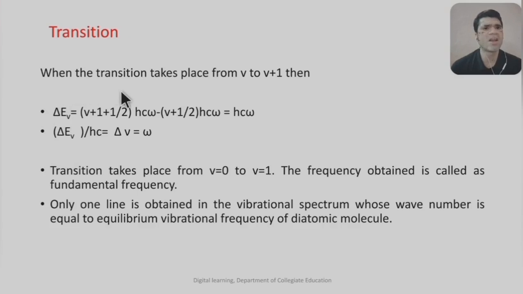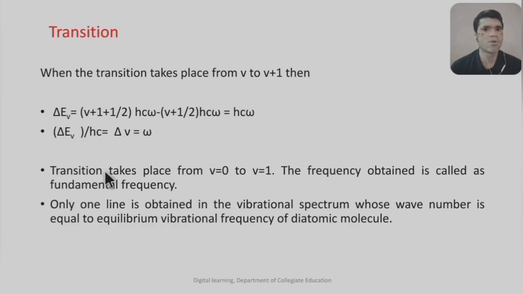Transition. When a transition takes place, the molecule jumps from V to V plus 1. Then the difference in energy, delta E, is given by (V plus 1 plus 1/2) hc omega minus (V plus 1/2) hc omega. Here the 1/2 cancels out, so this will be only hc omega. And delta E by hc is equal to omega.